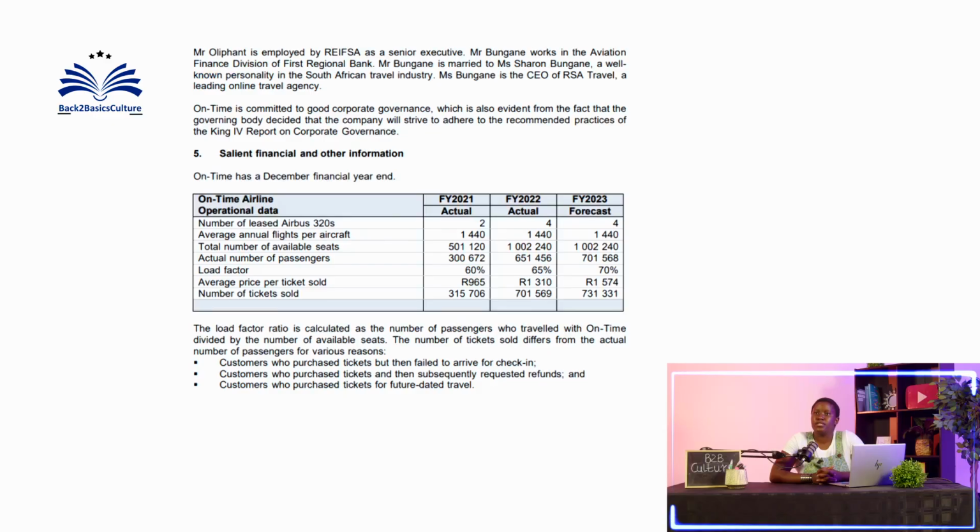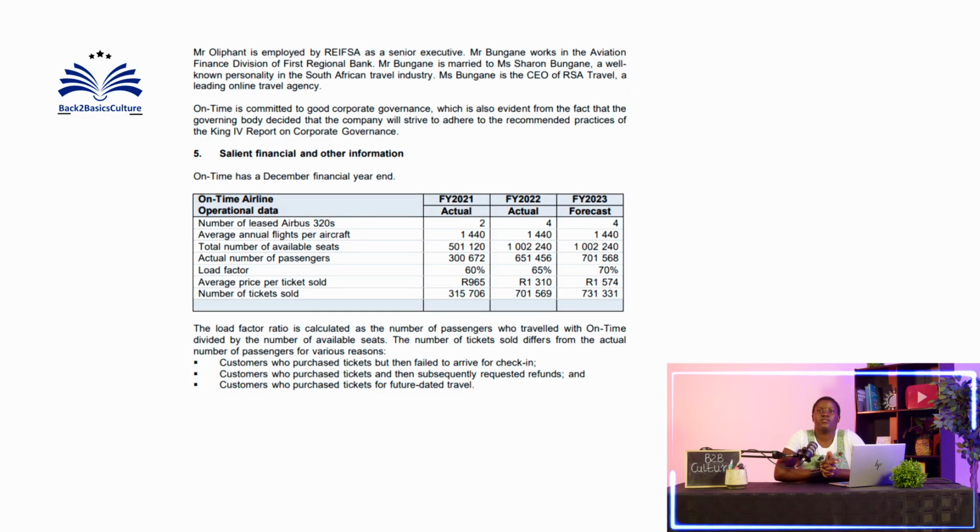And what did we say? We need to note that down so that as we're reading the entire pre-release, we try to see is there something that they're doing that goes against their values and things that they hold themselves accountable towards, which is also evident from the fact that the governing body decided that the company will strive to adhere to the recommended practices of the King IV report on corporate governance. So again, if you are reading either here or on the day and you see that there's something that goes against the King Code, you can mention that it is also going against what the company is striving to do.